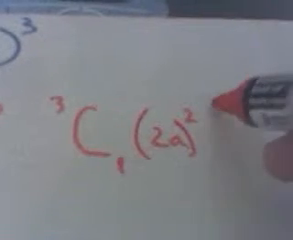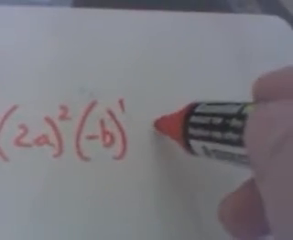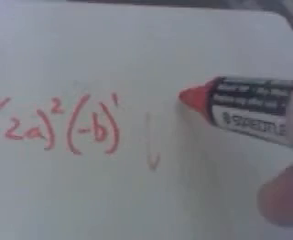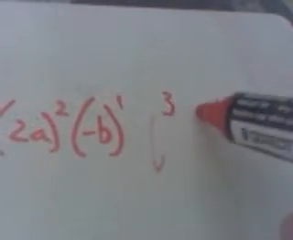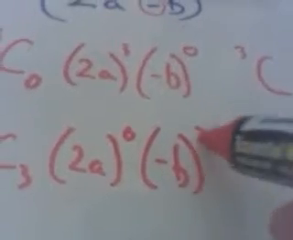So that's 3 choose 1. 2a is going to be squared now, and negative b to the power 1. Don't forget these are multiplied. Next part, can't put a positive on it now, so that's 3 choose 2. 2a is reduced to 1 for the power, and we've got negative b squared. And then we've got 3 choose 3, 2a to the power nothing, negative b to the power 3.